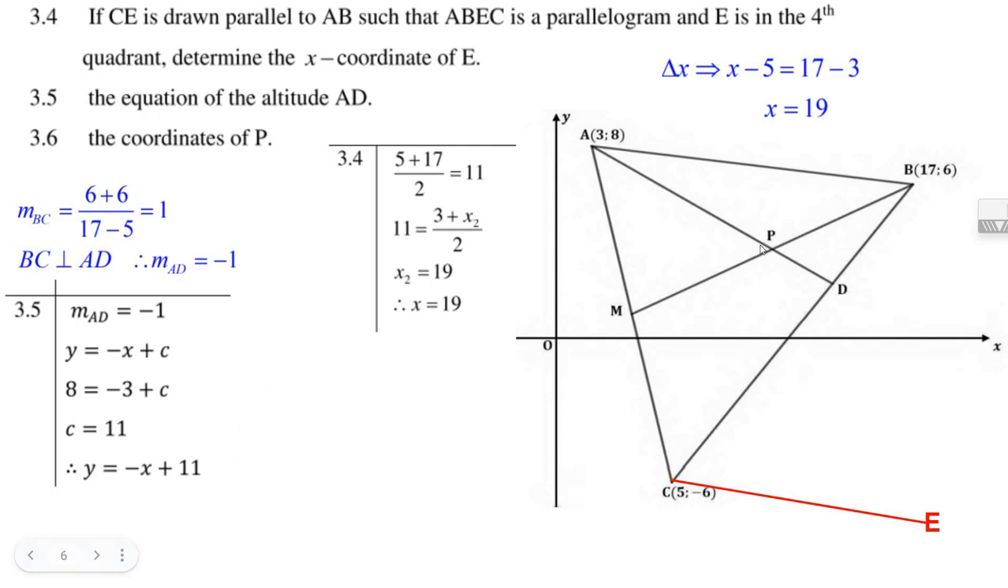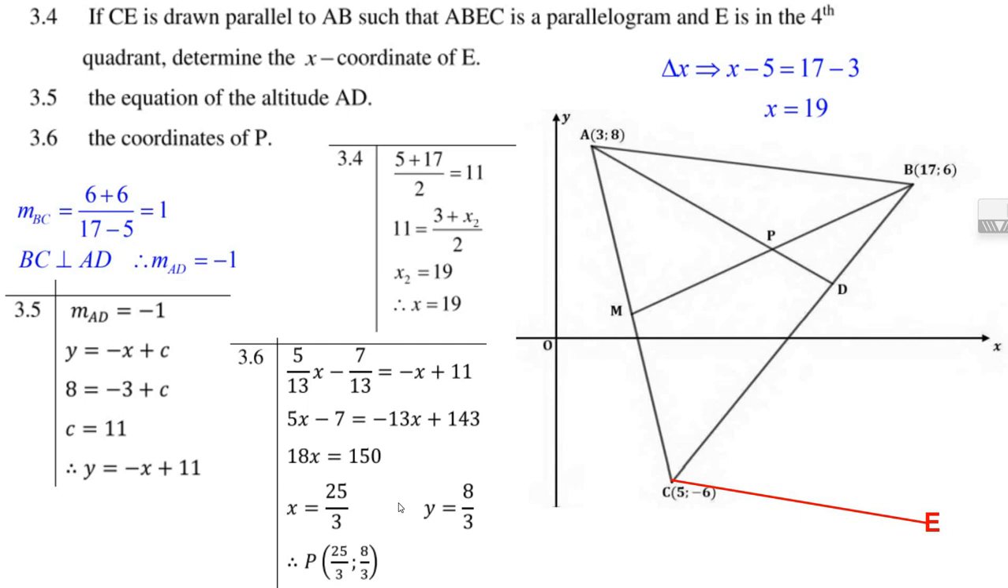Now, what are the coordinates of P? Well, what we have to do is take these two lines, we have equations of these two lines, and make them equal to each other. That's how we find out where they cross. Well, you multiply everything by 13, and it turns into 5x minus 7 equals -13x, and this big number, 143. Then you add 7, and then you add 13x. Whoops, sorry. Then you add 13x, you get 18x. You divide 150 by 18, you get 25 over 3.